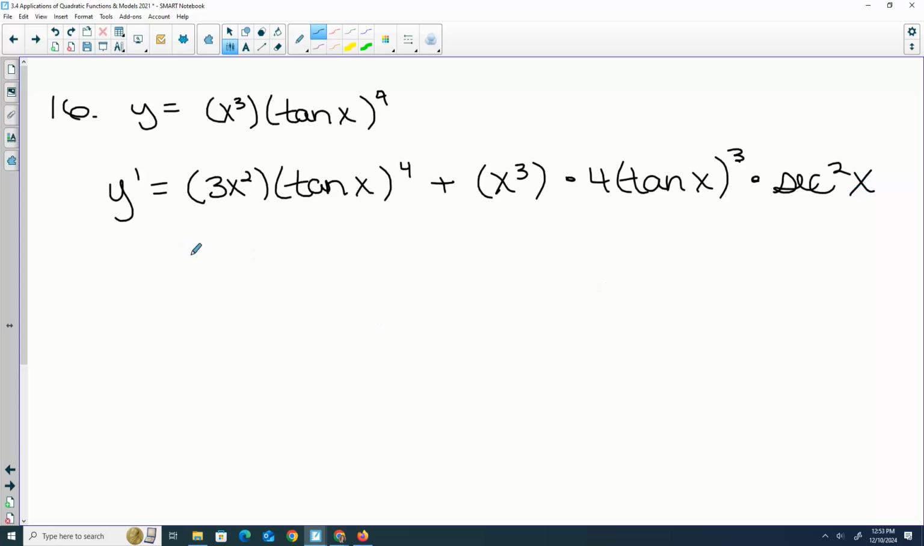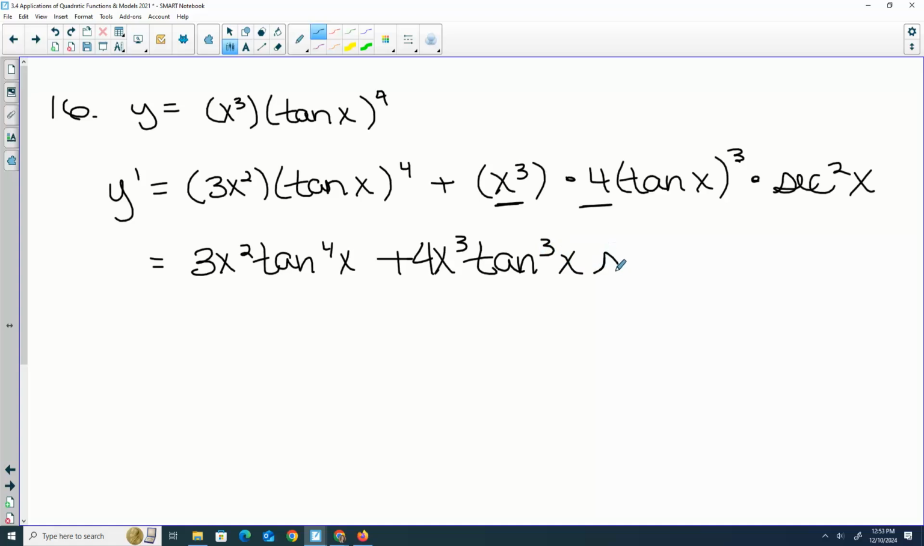So we get 3x squared tangent to the fourth, plus, I'm going to go ahead and multiply those, so 4x cubed, tangent cubed, secant squared. For some reason I thought maybe this was an old rule that the 4 was just like, it could be in front of the tangent.